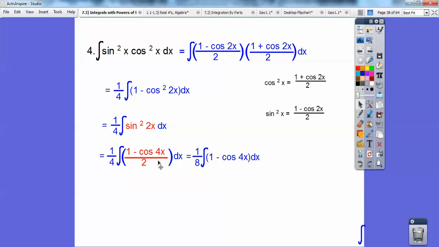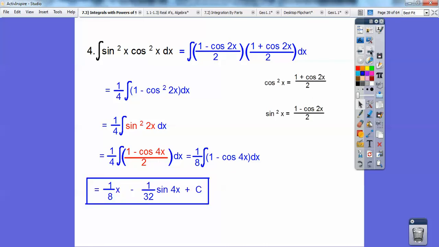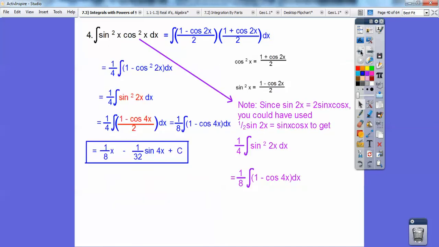Okay, and then let's see, so that 2 came out with that 4 and made it 1/8 right there, and then go ahead and distribute the integral through, and then you get that as your final answer. All right, okay, now I could have done this, you guys.